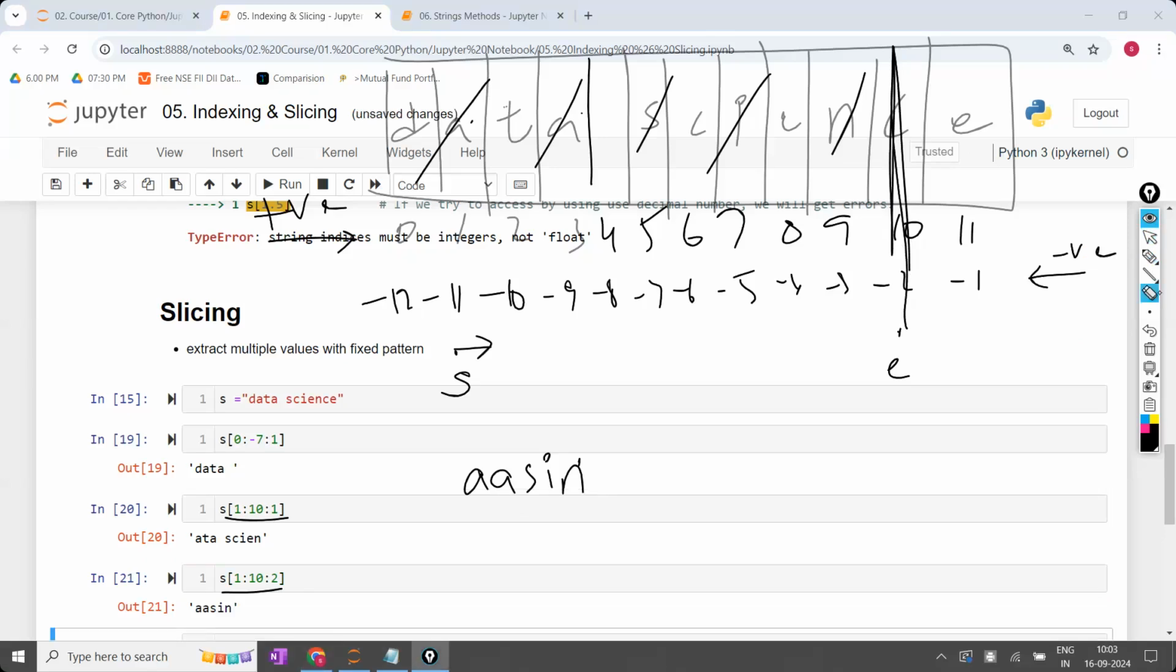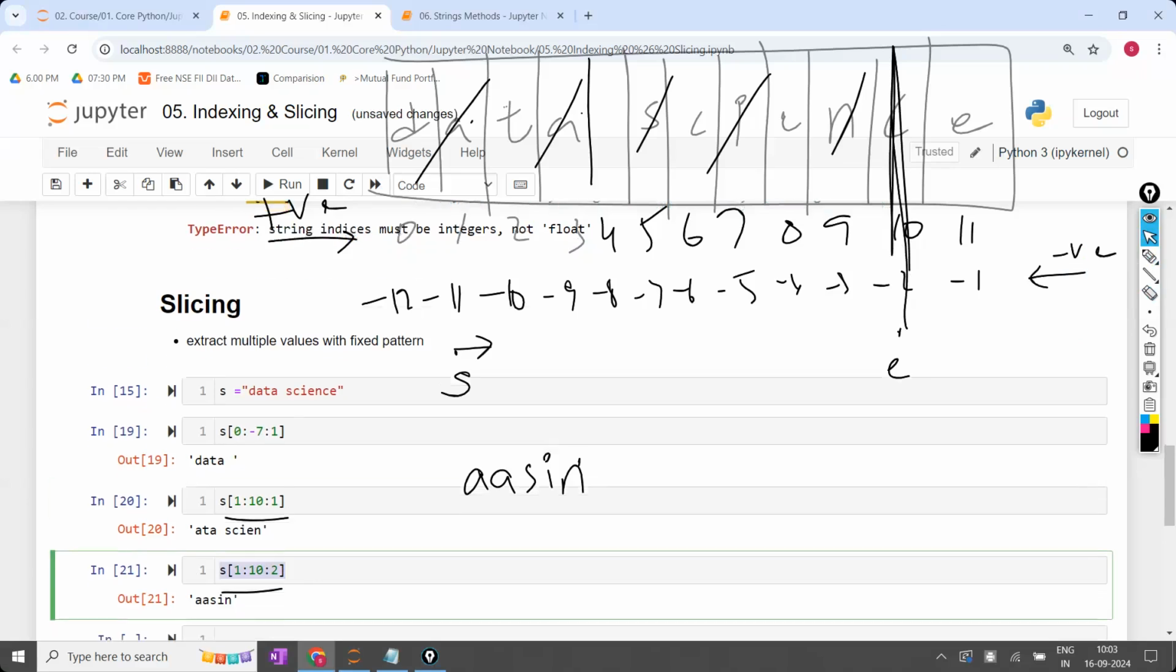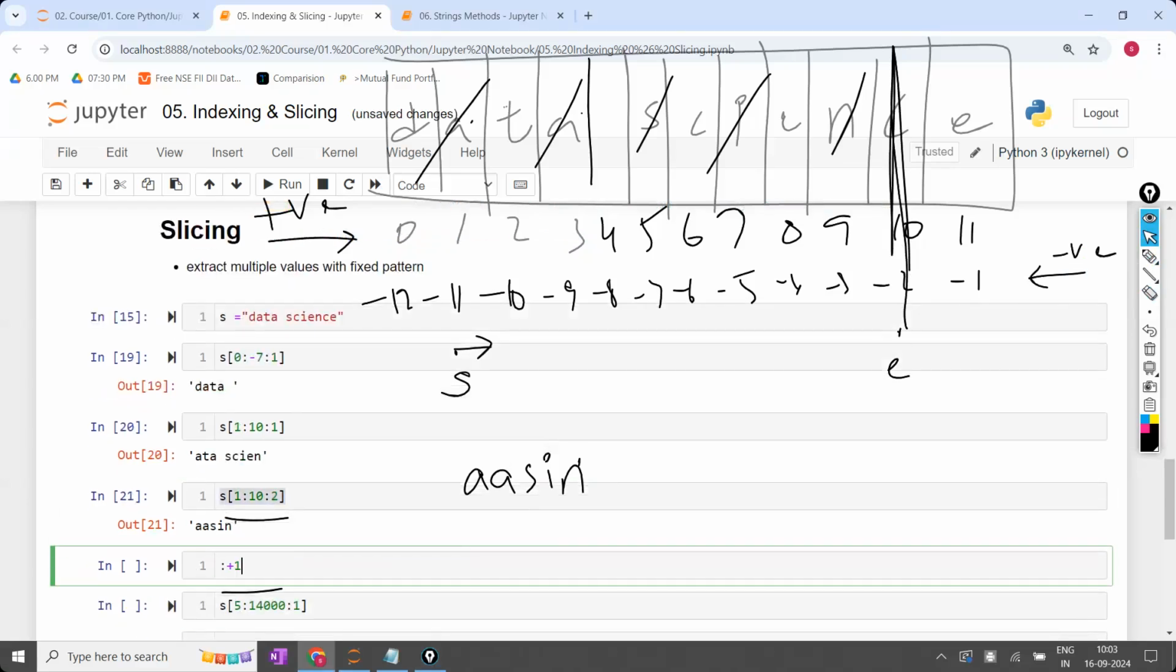Okay. Now the same example with the increment of 3, positive 3. Okay. Now, once again.